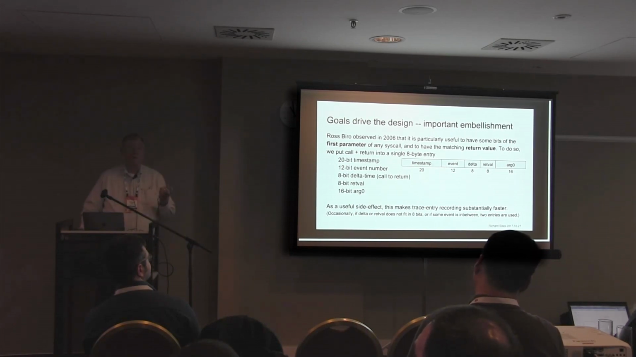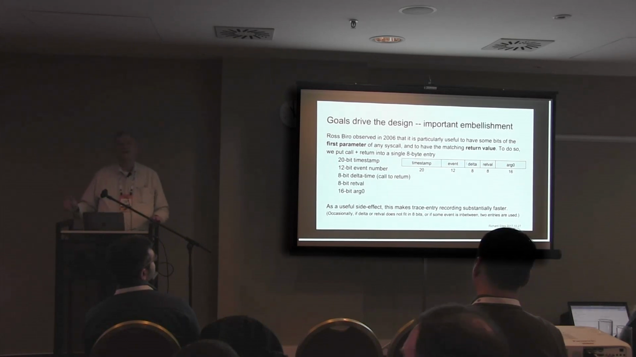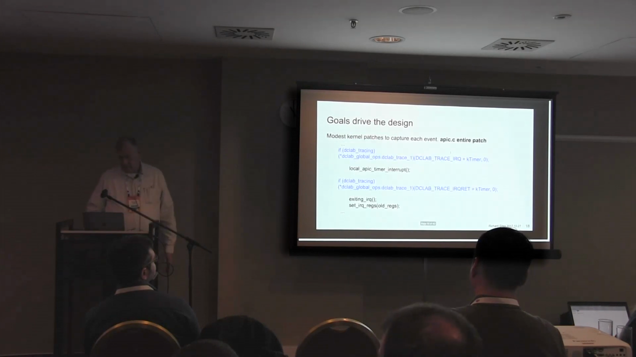And then a delta time squeezed into 8 bits for how long we spent in the system call routine. In fact, we use the same format for interrupts and page faults and things: 8 bits for the return value and 16 bits for the low bits of R0. And if the delta time or the return value don't fit in 8 bits, then we split it into 2 events, a call event and a return event. That happens less than 10% of the time, so over 90% of all of the events are call return pairs. So that's the entire format.